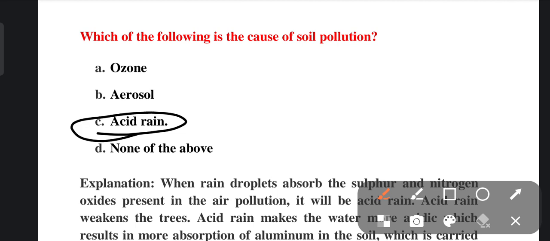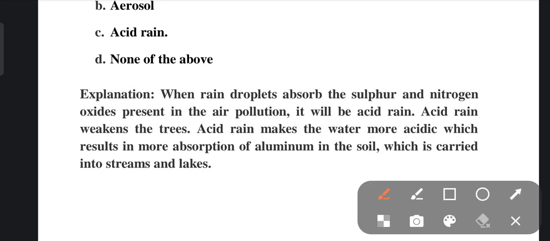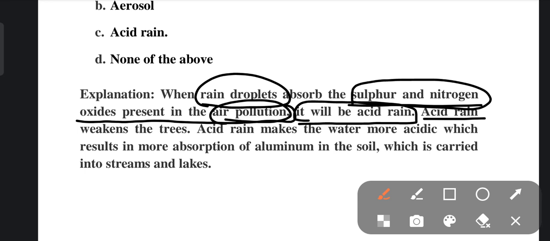Acid rain is nothing but when rain droplets absorb the sulfur and nitrogen oxides present in the air pollution. So in the world, the main problem is the pollution from the factories and vehicles. Due to the air pollution, the sulfur and the nitrogen present in the air during the rain, these oxides will be absorbed by the rain droplets, I mean rainwater. So it will become acid rain. So acid rain weakens the trees.